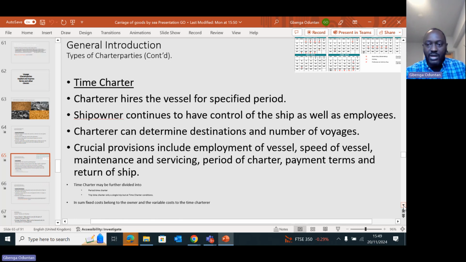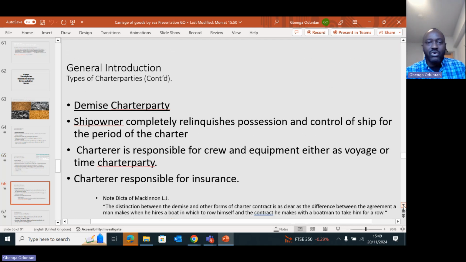in a time charter. And then there's the curious demise charterparty. The ship owner here completely relinquishes possession and control of the ship for a period of time. So it's a form of time charter, but what makes it a demise charter is that the ship owner has agreed to not be in charge of anything.